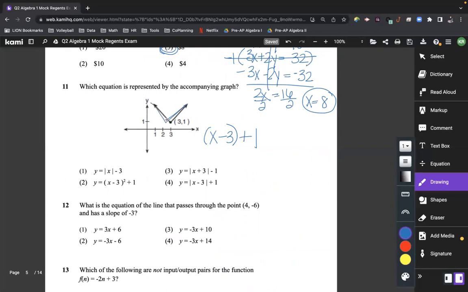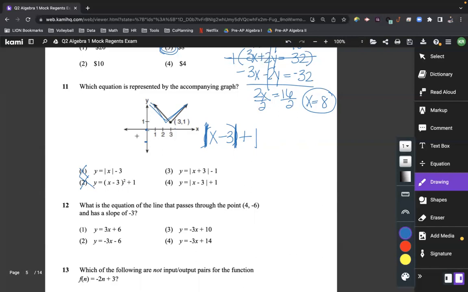So this is an absolute value function. So it's not parentheses. It's actually 2 straight lines. Okay. So it wouldn't be number 2, because if it's squared, that means it's a parabola. It wouldn't be just minus 3, because it's not like it started here and it went down 3. That's not what it did.